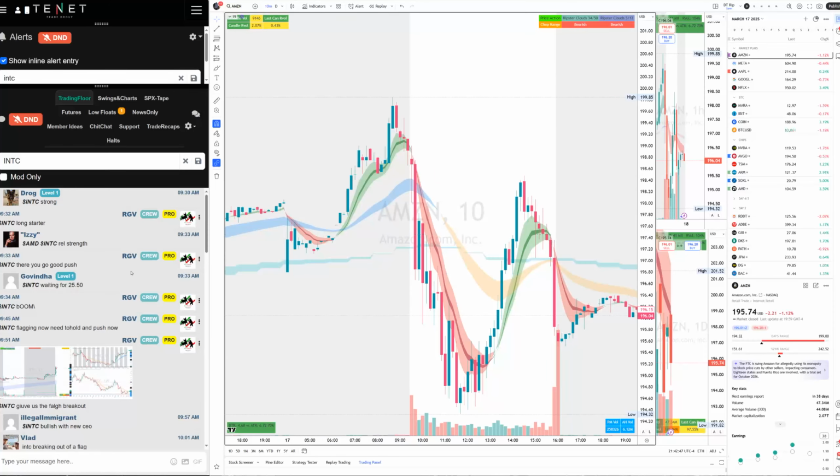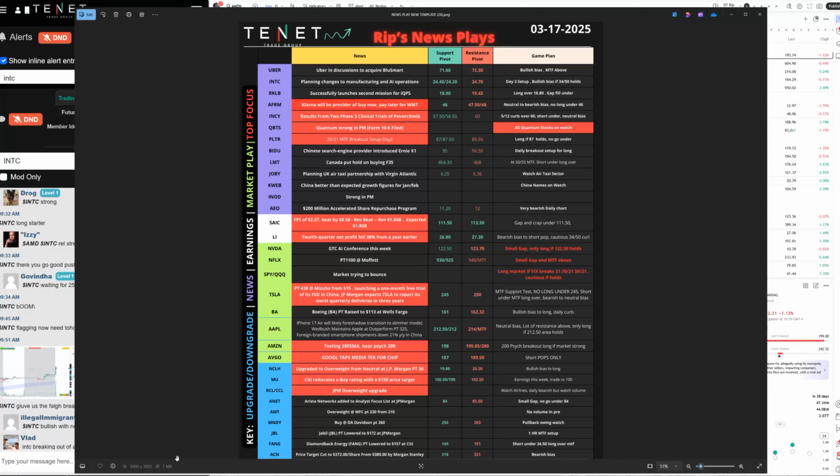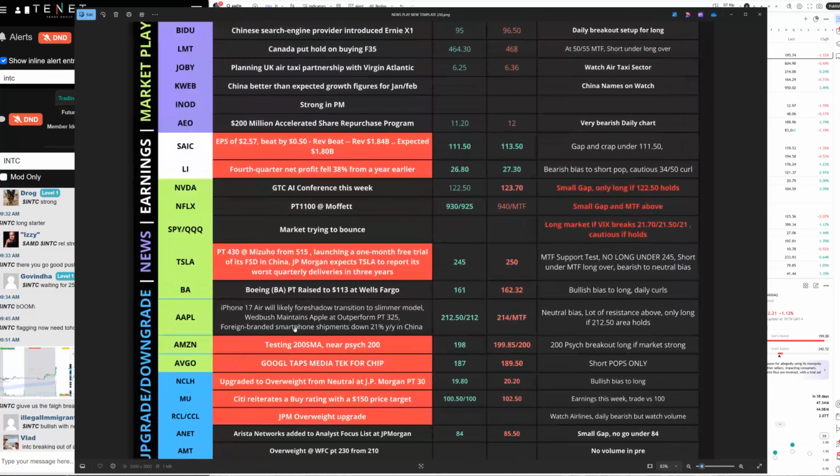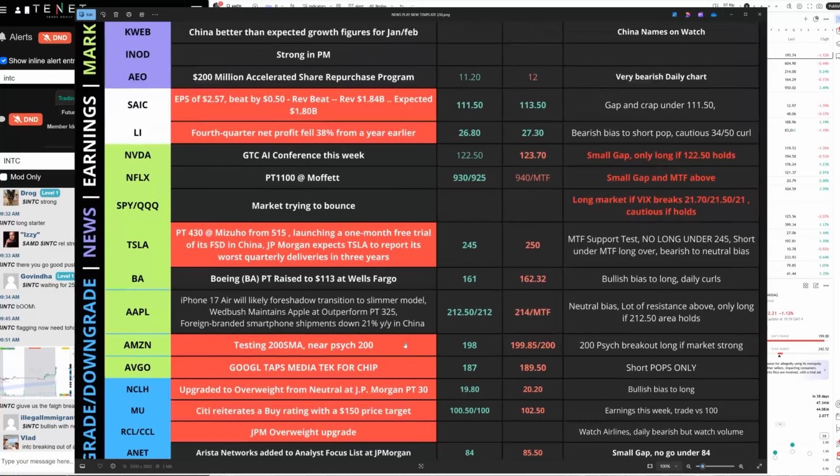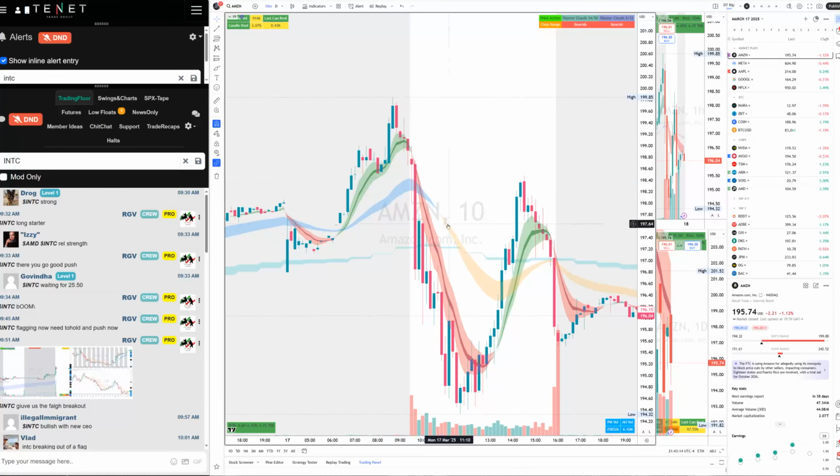So the next one we're going to look at is Amazon. So Amazon was pretty heavy this morning. The first hour or so, the whole Mag 7 was pretty heavy, right? So what was Amazon? Amazon was testing 200 SMA, and it's also near the 200 psychological level. 200 SMA, not a big part of my system, but everybody should know about it. And 200 psych breakout long if market is strong, right? But what happened was it could not push over 200.